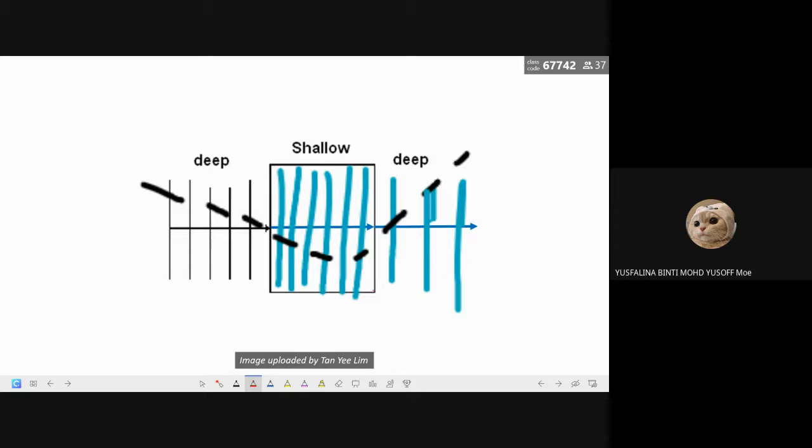No need to draw because the normal line is here, right? It's the same as the direction of the propagation. This is the normal line, and at the same time the direction of the propagation is also at the normal line, so the angle is 0.